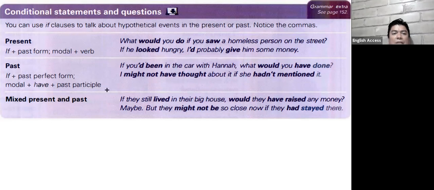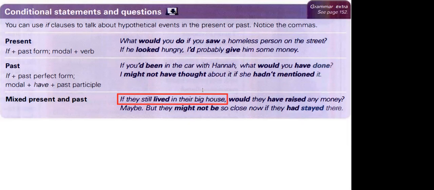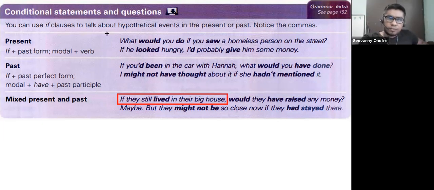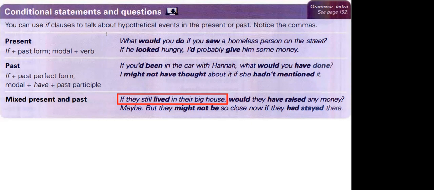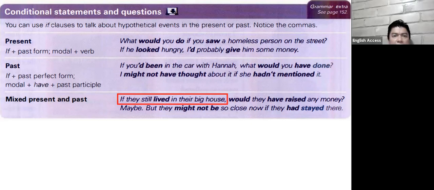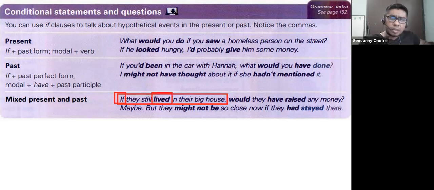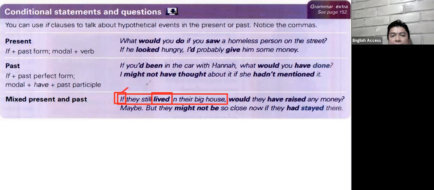And we have the mixed conditionals, the mixed present and the past. If they still lived in their big house, guys, today or in the past? Today. Okay, how do we know? How do you know if it's today or in the past? Because it's not simple past, it's if for the present. Lived. If they still lived is today.